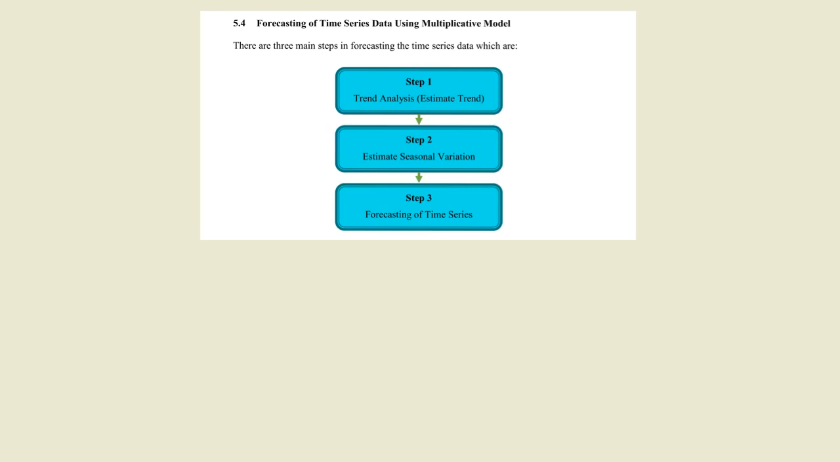Okay, so these are the steps that we need to forecast using time series data. Step number 1, you need to calculate trend. Step number 2, calculate or estimate seasonal variation. And then step number 3, you need to forecast time series data. To estimate trend using the moving average method, the calculation depends on whether the average period is an odd or even number. So what is odd, what is even? We are going to discuss this in our example later.